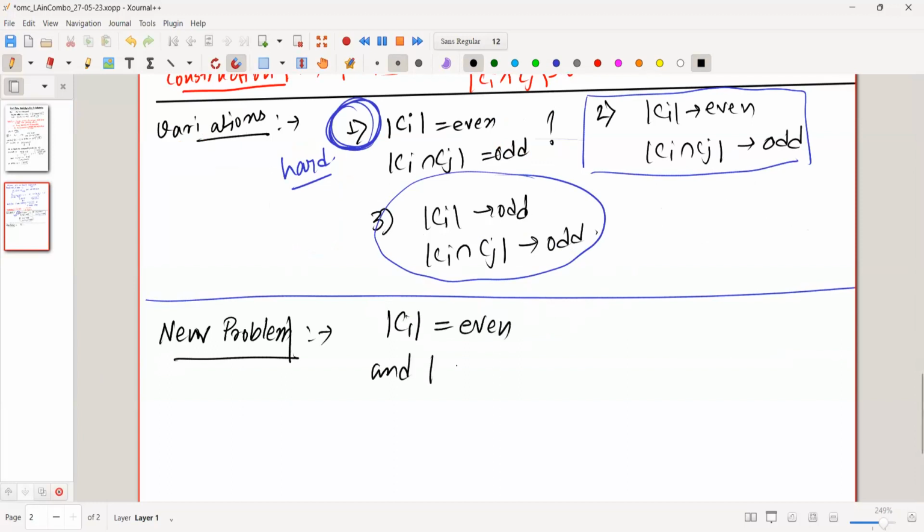Aren't 1 and 2 the same? Oh, did I just... Oh, sorry. I was supposed to write even here. Sorry. Yeah. Okay.